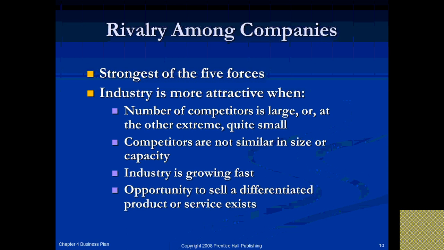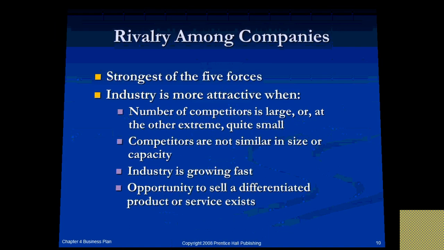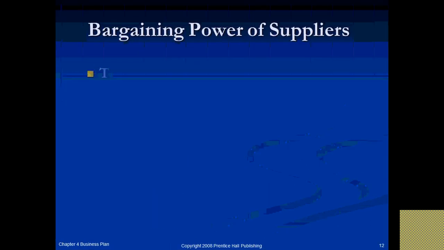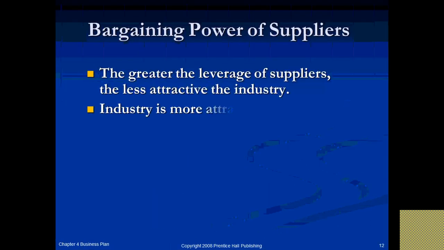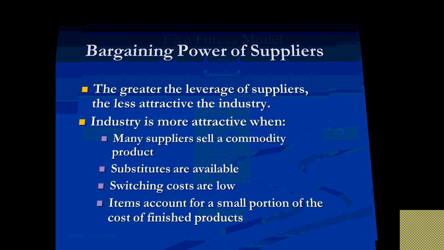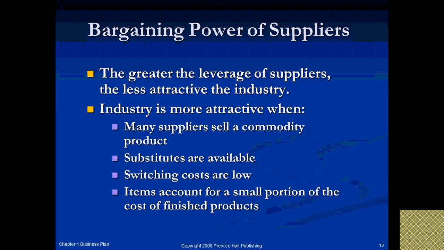Alright, we want to look at the opportunities. There are opportunities for us to sell differentiated products or services. And these 4 essentials will help us to determine whether or not the industry is attractive. And then we look at the bargaining powers of our suppliers. How do we know that this industry is attractive?